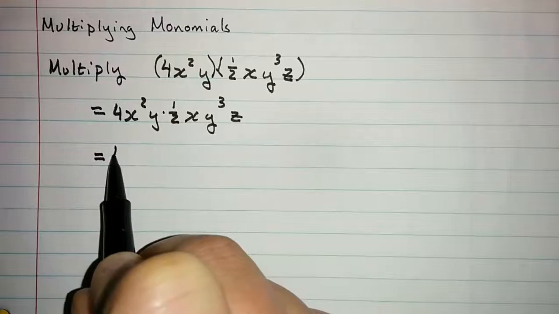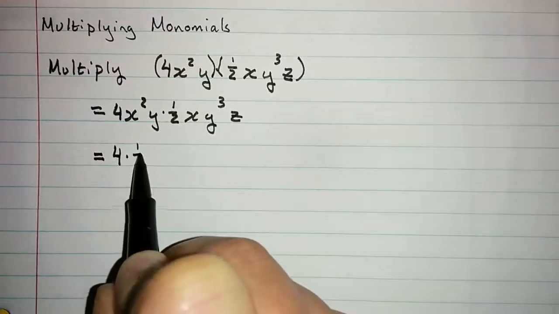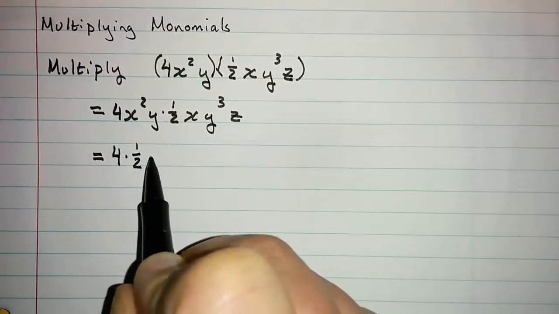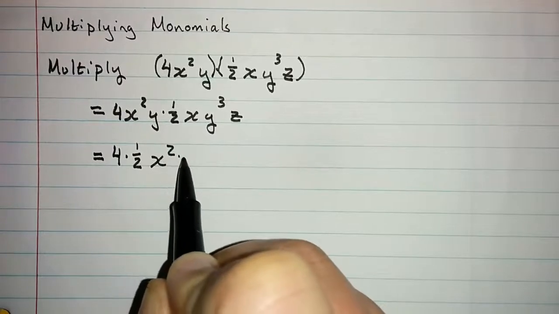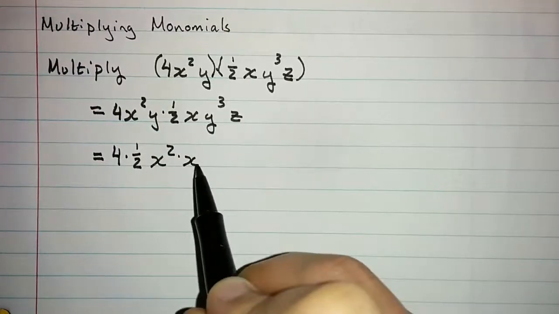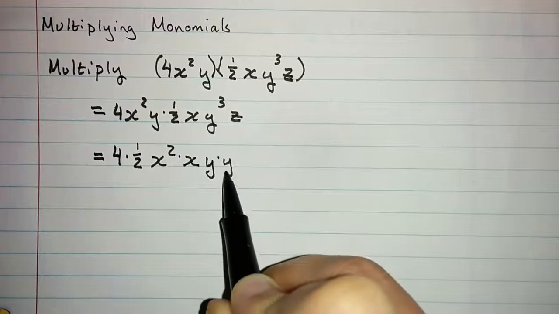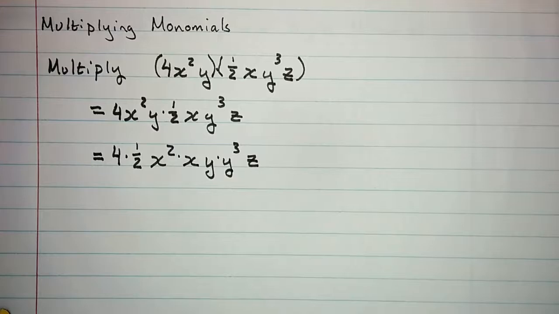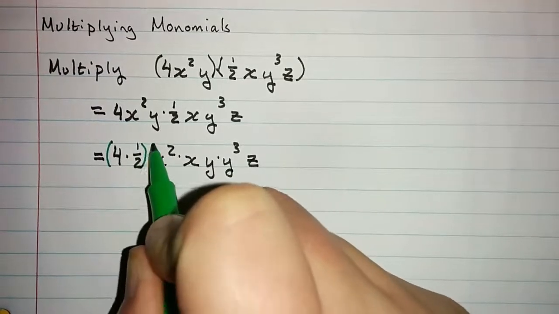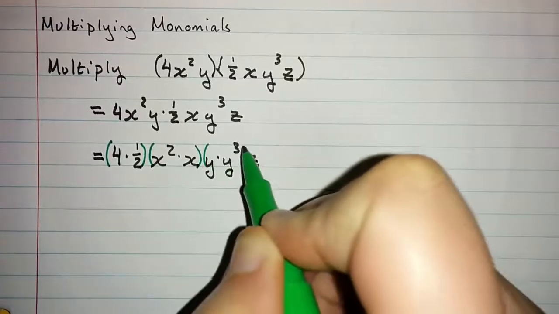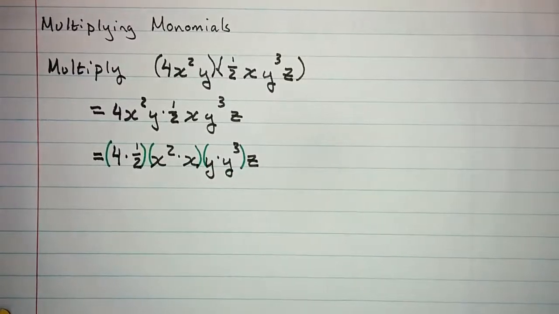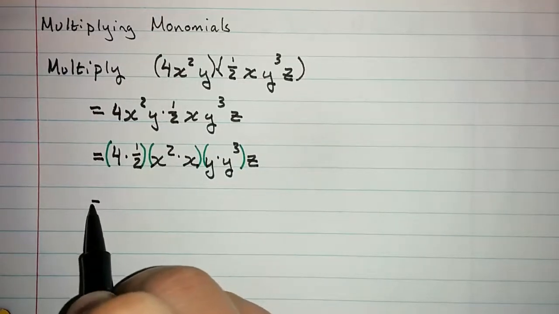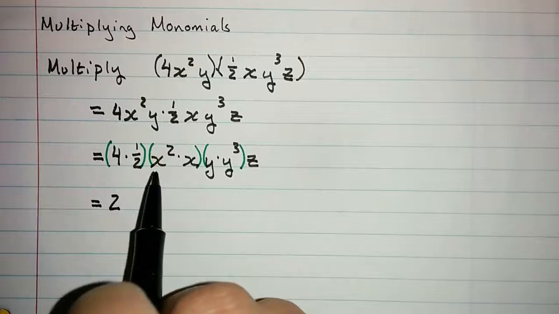Then we can use the commutative property to rearrange the factors. I'd like to rearrange the factors so that I have all the numbers together, all the x's together, all the y's together, and I've only got the one z, so it'll be together with itself. But now using the associative property again, what do I get? Well, with the numbers I'll have 4 times 1/2, which is 2.